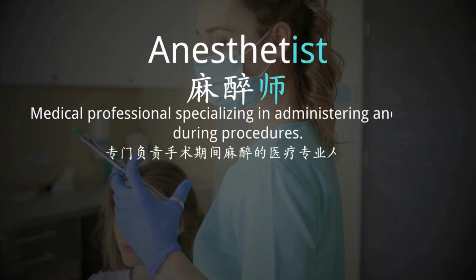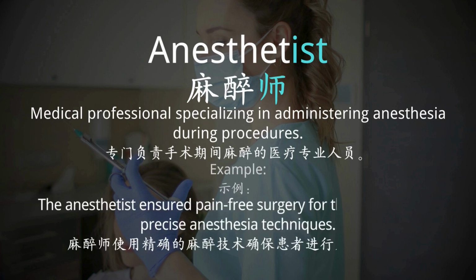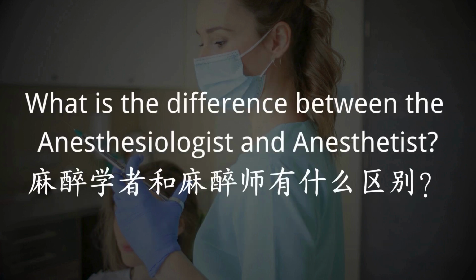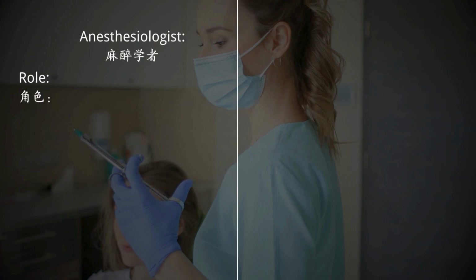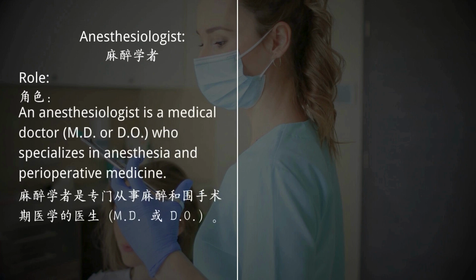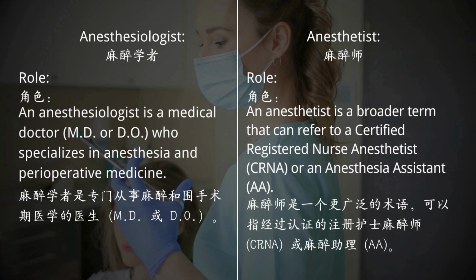Anesthetist, a medical professional specializing in administering anesthesia during procedures. Example: The anesthetist ensured pain-free surgery for the patient using precise anesthesia techniques. What is the difference between the anesthesiologist and anesthetist? Anesthesiologist. Role: an anesthesiologist is a medical doctor, MD or DO, who specializes in anesthesia and perioperative medicine. Anesthetist. Role: an anesthetist is a broader term that can refer to a certified registered nurse anesthetist, CRNA, or an anesthesia assistant, AA.